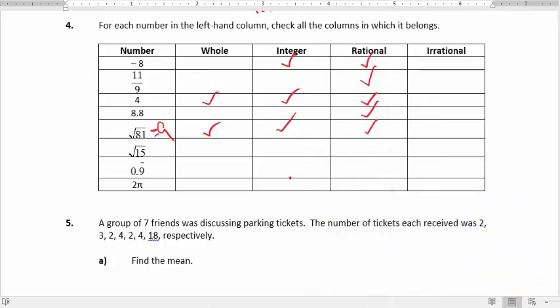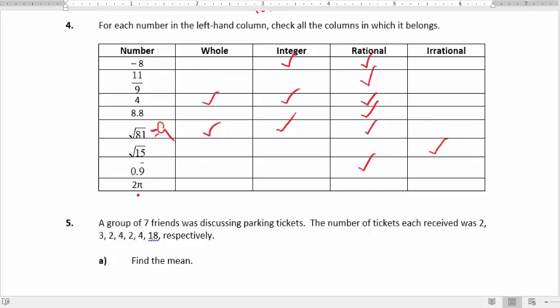Therefore, it is irrational. And then 0.9 repeating. Remember that was something for rational numbers. A rational number is either a terminating decimal or a repeating decimal. So this decimal never ends, 0.9 repeating, but it does have a pattern, therefore it's a rational number.